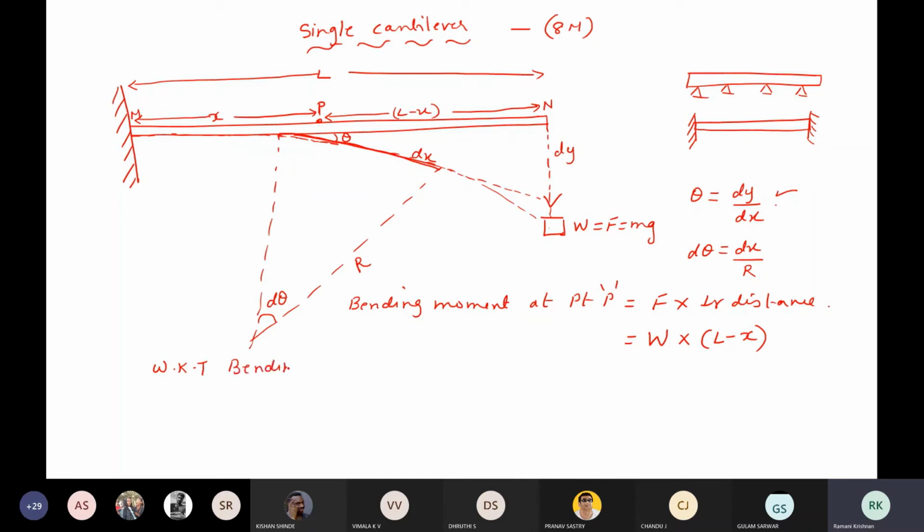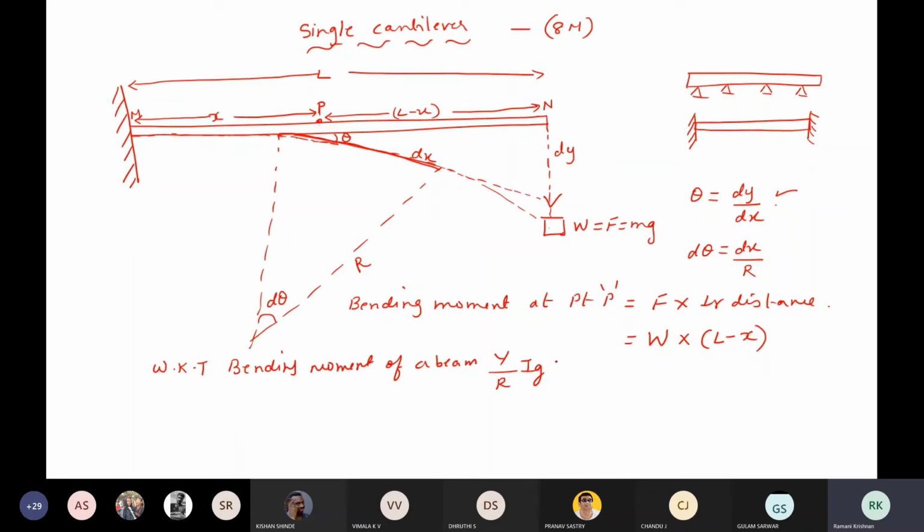We know that the bending moment of a beam is given by Y by R into Ig. What is the general definition we saw? Correct? We are not going to say the geometric figure. So the bending moment of the beam is Y by R into Ig.